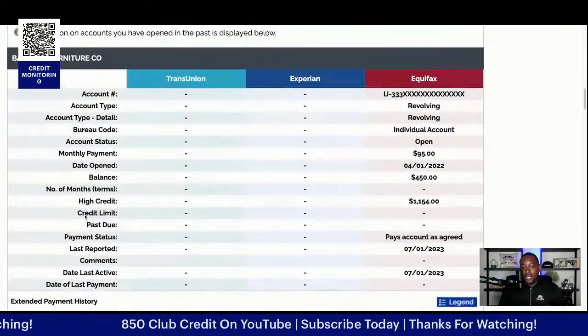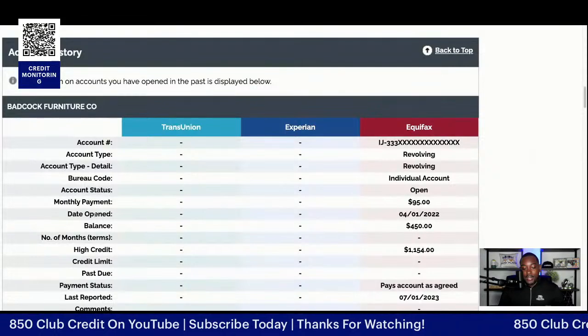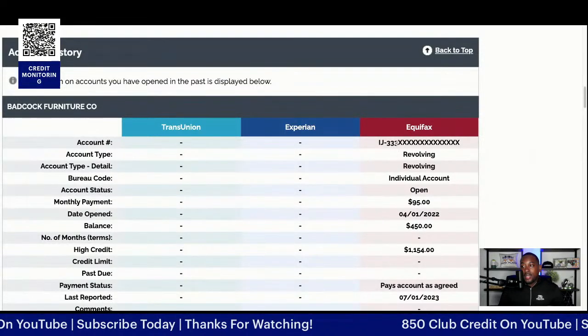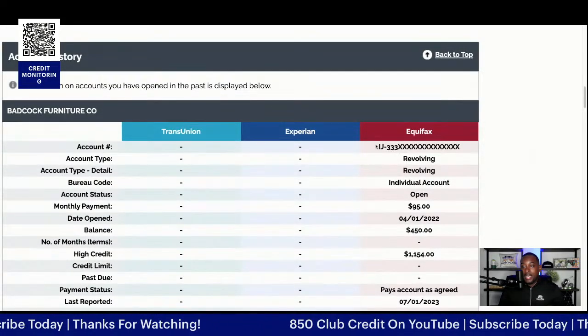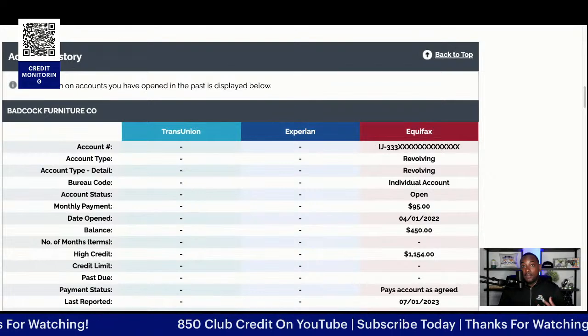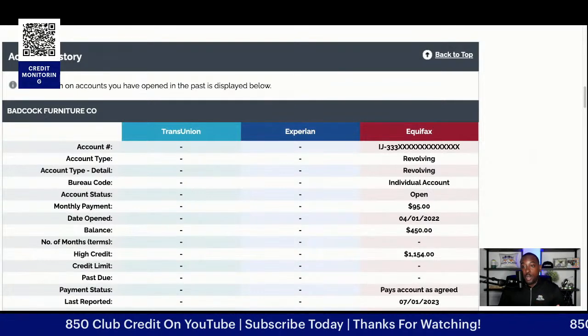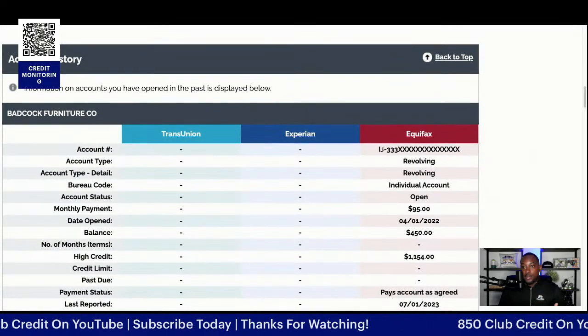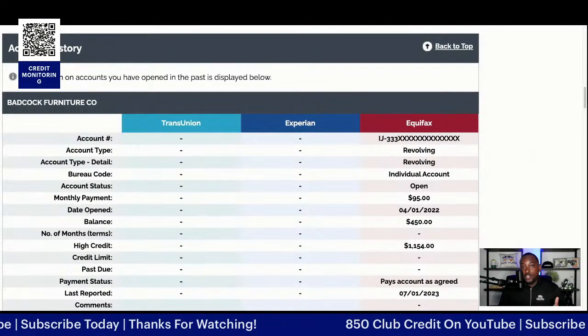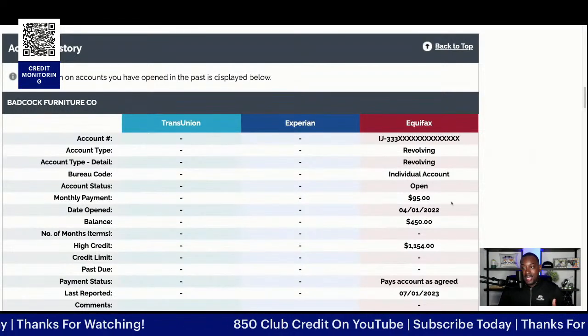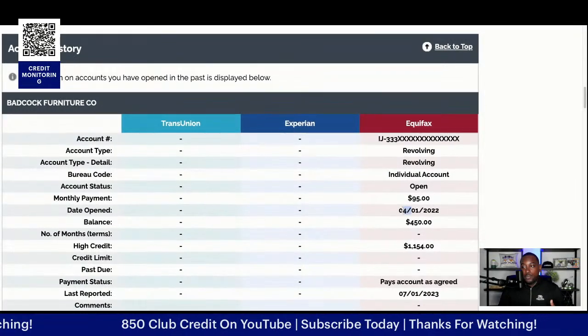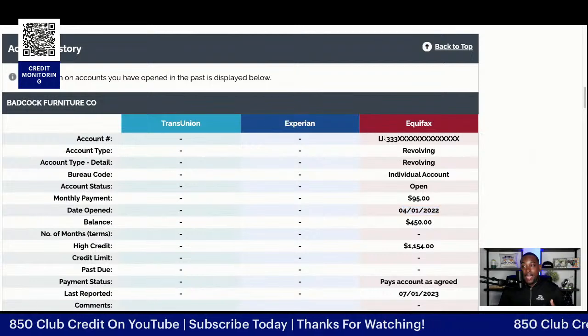So let's go ahead and break this down so you guys can see this and understand it. So this is where your account number is going to be. If you're going to dispute an item from your credit report, you always want to put the account number. If there is no account number, then you can use the account open date. Okay, the account open date would suffice instead of having the account number.